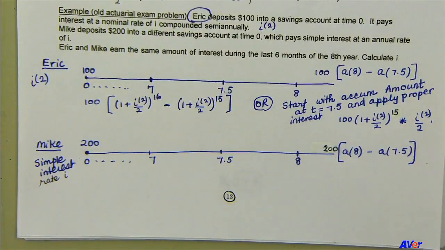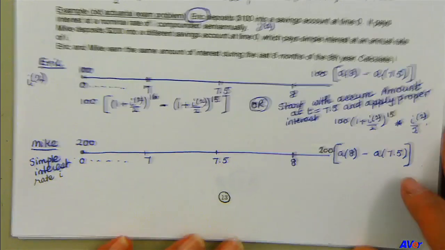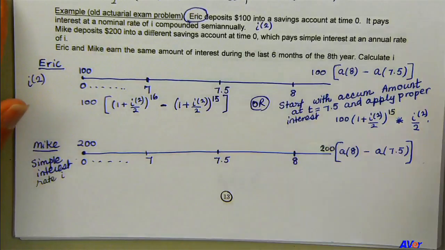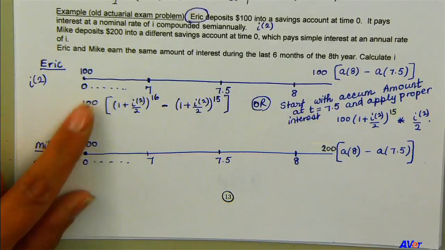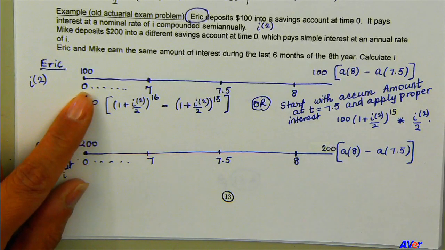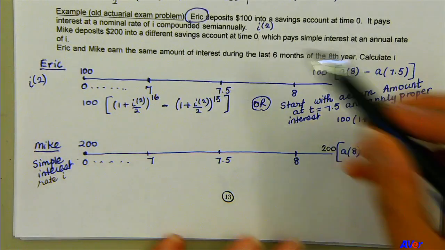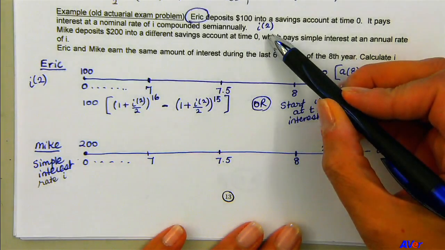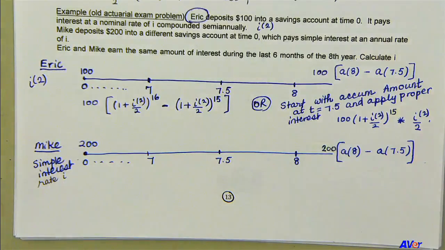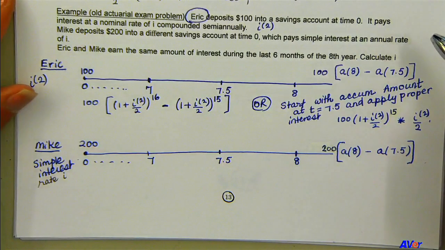This is where we were, right? We were talking about these two guys, Eric and Mike. Eric deposits 100 into a savings account at time 0. It pays interest at a nominal rate of I, compounded semi-annually. So for now, I'm calling it I2 because it's compounded 2 times a year. It's convertible 2 times a year.